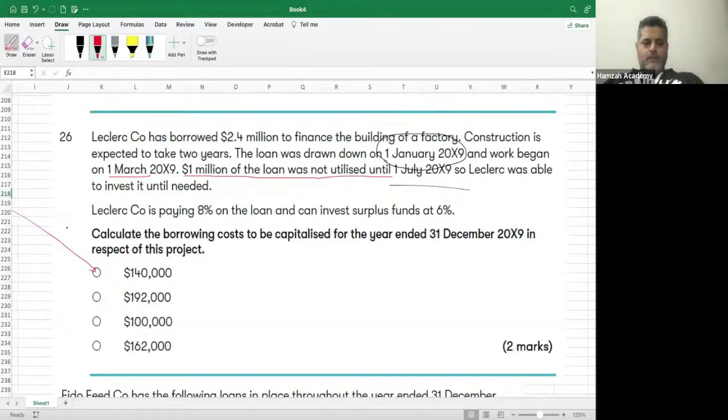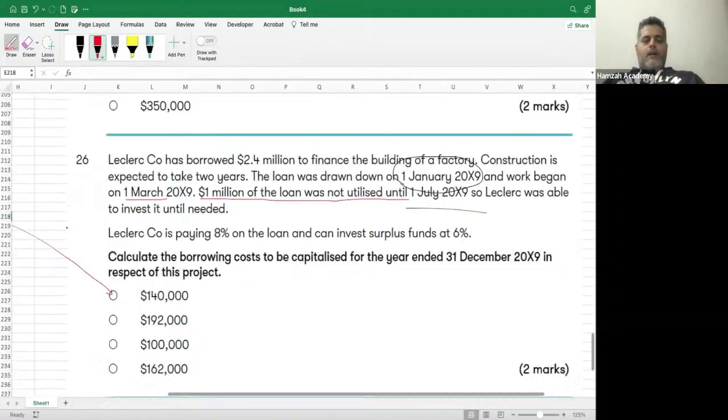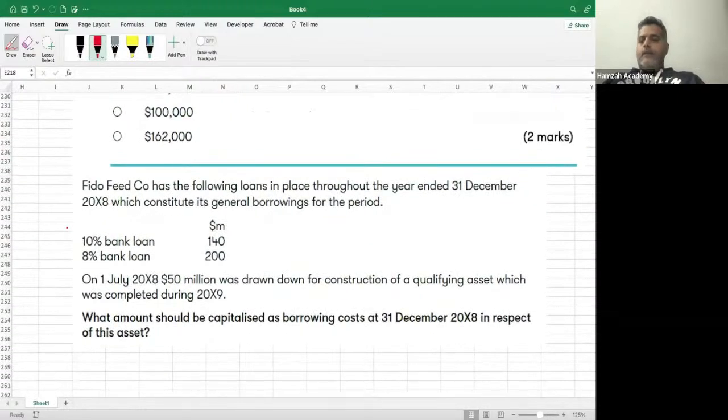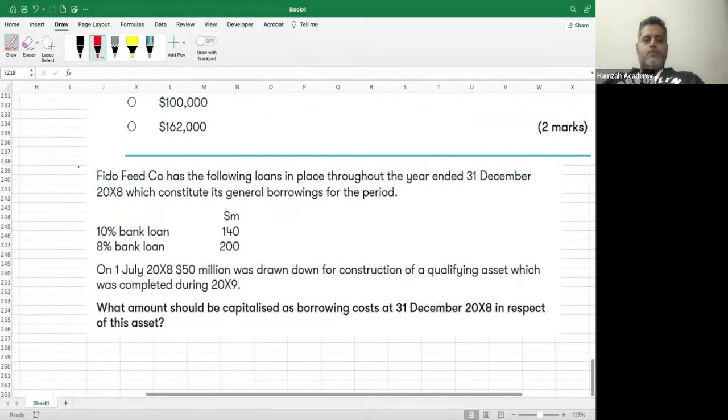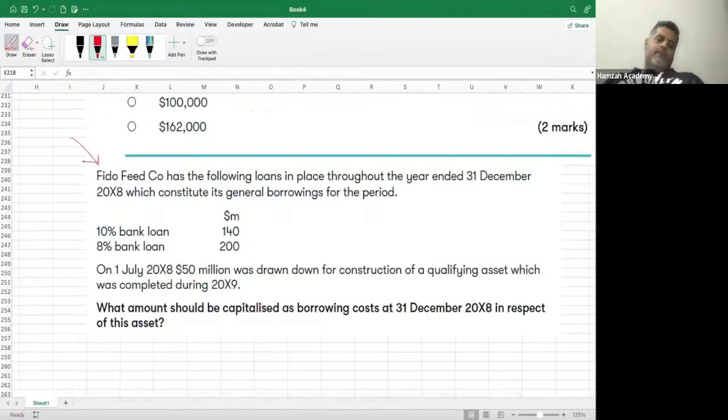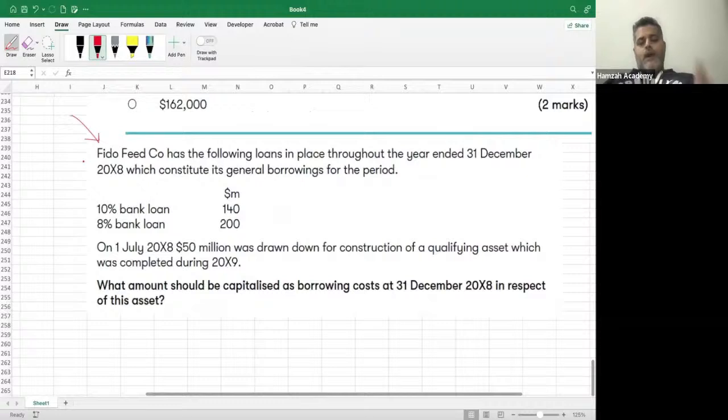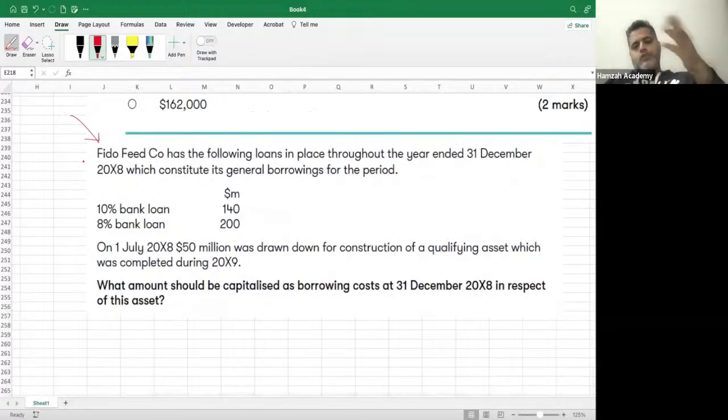Okay, done. We had a very healthy discussion about this. Now I have this question over here. This is again related to the borrowing cost. Now I'm waiting for your answers. I'm going to give this question to you, and I want to know what amount should be capitalized as borrowing cost at 31st December in respect to this asset. Come on, hurry up, solve this for me. You have 3 minutes. I'm right here if you need me, okay? Hurry up, solve this question. Let's see what you have to offer.